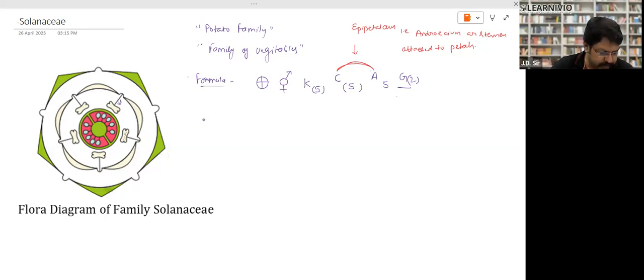And what else can be asked to you? The next question that can be asked is about the fruit. What is the fruit? That is also one of the most frequently asked questions. What type of fruit will be there in this family? The fruit type will be berry or capsule.